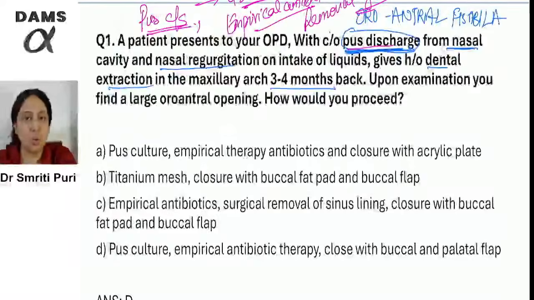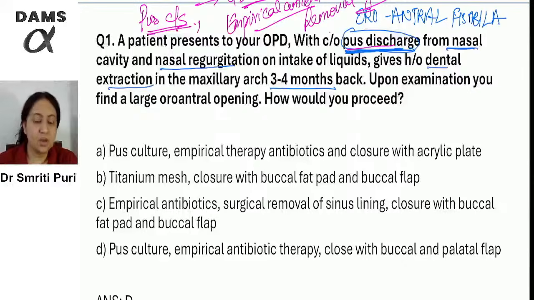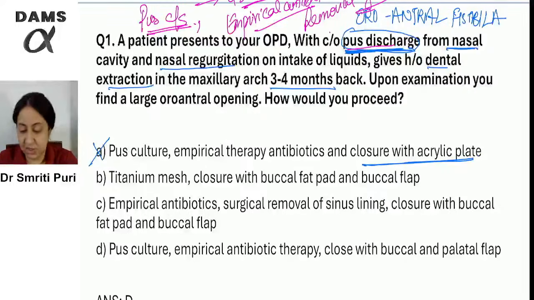Now coming to the options, none of these steps are together given in any one of the options. So let's rule out one by one. Pus culture, empirical therapy, antibiotics, and closure with acrylic plate. Pus culture is fine, empirical antibiotics are fine, but closure with acrylic plate is not going to lead to closure of the fistula. Option B is titanium mesh, closure with buccal fat pad and buccal flap.